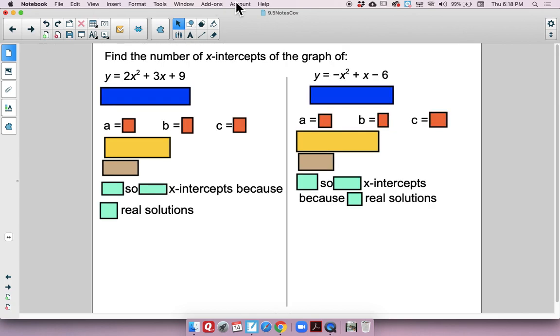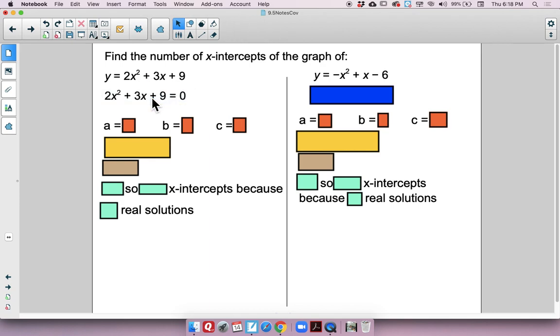Okay, now instructions change slightly. Find the number of x-intercepts of the graph of y equals 2x squared plus 3x plus 9. So yeah, you could go and graph this and figure out whether your parabola intercepts the x-axis in 2 places, 1 place, or not at all. But can we also just use the discriminant to find how many real solutions there are? And whatever number of real solutions is the same as the number of x-intercepts for the graph.